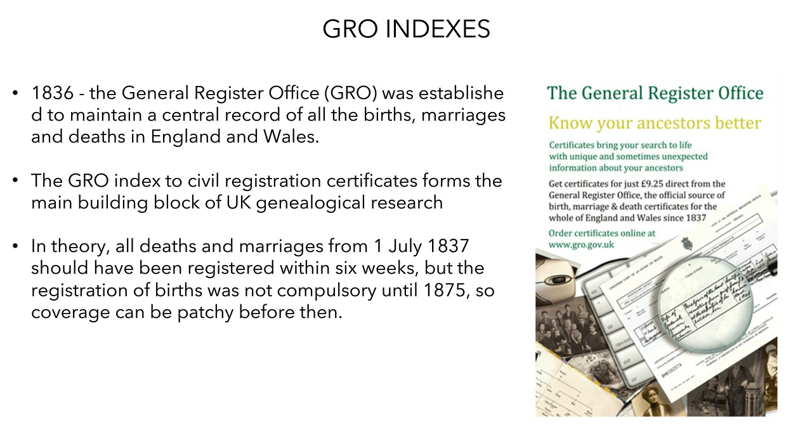In theory, all marriages from the 1st of July 1837 should have been registered within 6 weeks, but the registration of births wasn't actually made compulsory until 1875, so you can expect coverage to be a little bit patchy before then. If you're searching for an ancestor pre-1875 and you can't find them, it could just be that the parents decided not to bother.